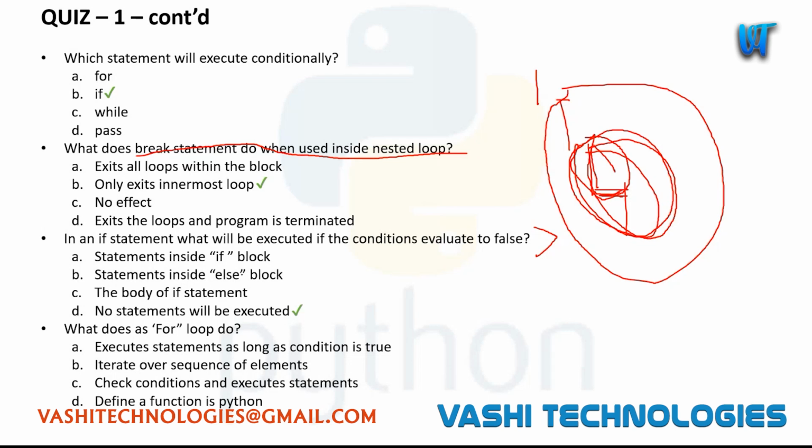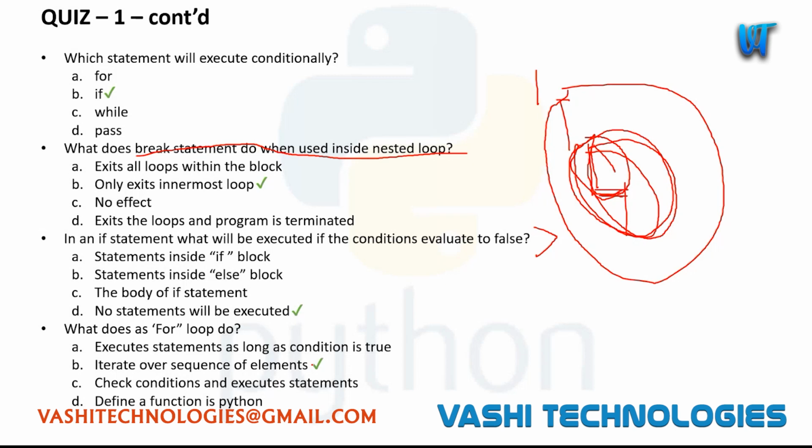So basically, the correct option here would be option 2. If you see, what does a for loop do? Execute statements as long as the condition is true. So a for loop won't be checking for any conditions, right? If you give for i in range of 100, print, it will keep on printing numbers from 1 to 100. It won't check for any conditions.